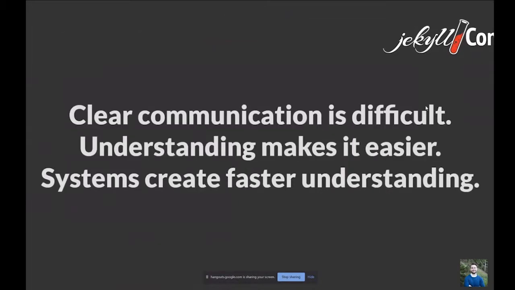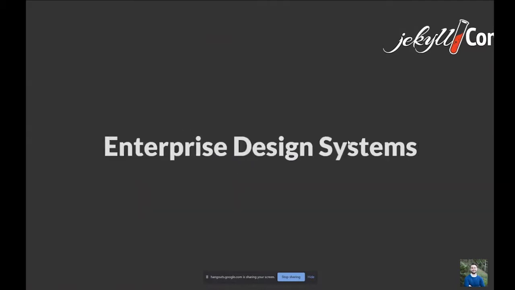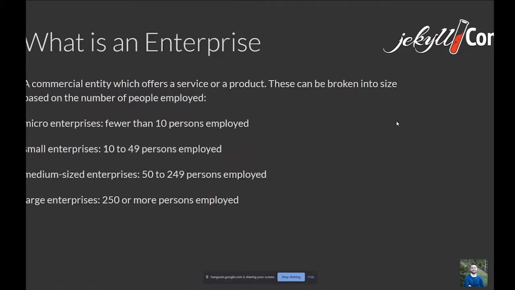Clear communication is difficult. Understanding makes it easier. Systems create faster understanding. As I said, we'll be talking a lot about different systems. So I'm just going to jump through some definitions to begin with. An enterprise is a commercial entity. They can range from a small one with less than 10 people, way up to thousands of people. The bigger the enterprise, the bigger the problem.